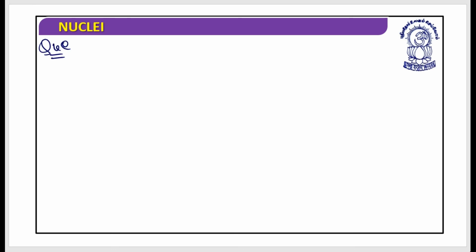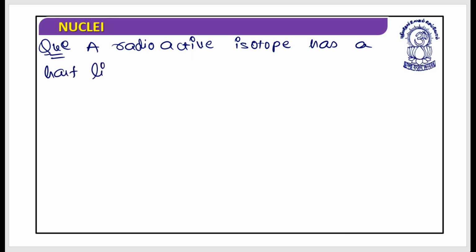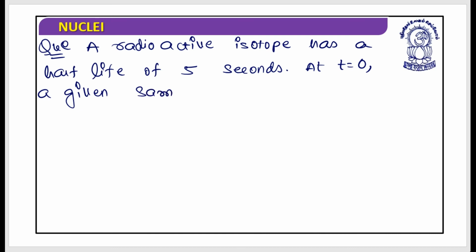Suppose I have been given that a radioactive isotope has a half-life of 5 seconds. At t equals 0, a given sample has 8,000 atoms.